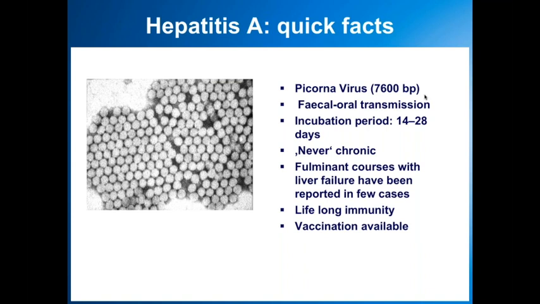Once you have gone through a hepatitis A infection, you have lifelong immunity. So if you also in childhood went through a hepatitis A infection, you're protected lifelong. You will not get infected with hepatitis A again. Importantly, there is a vaccination available, and so obviously broad access to vaccination is key in preventing further outbreaks of hepatitis A.